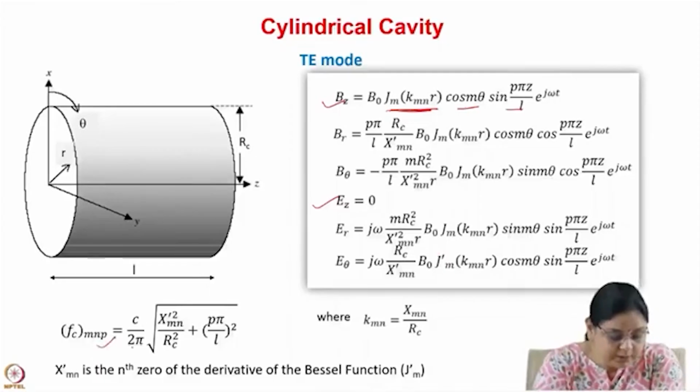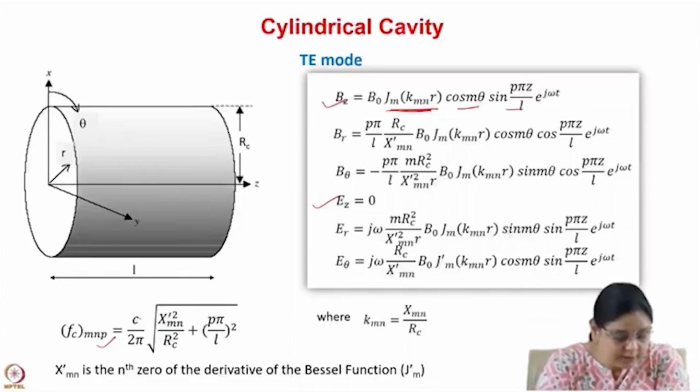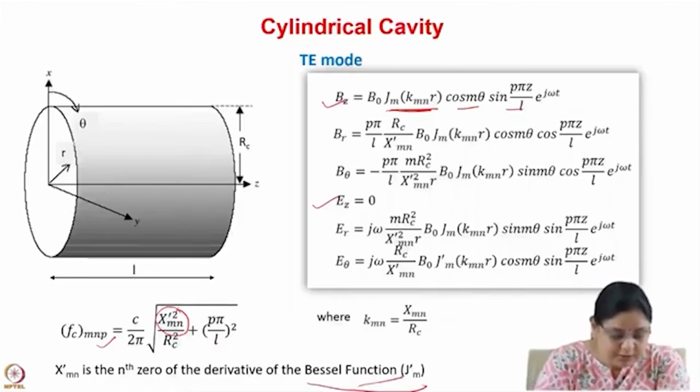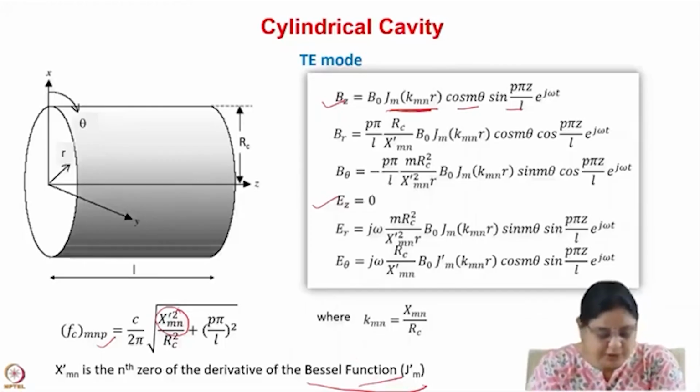The formula for the cutoff frequency is different from that of the TM mode. Here it is c by 2 pi times the square root of (x prime_mn by Rc squared plus (p pi by L) squared). Here x prime_mn is the nth root, or the nth zero, of the derivative of the Bessel function. For the TM mode, it was the nth zero of the Bessel function Jm.